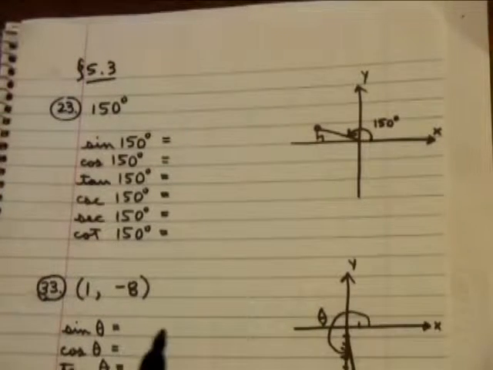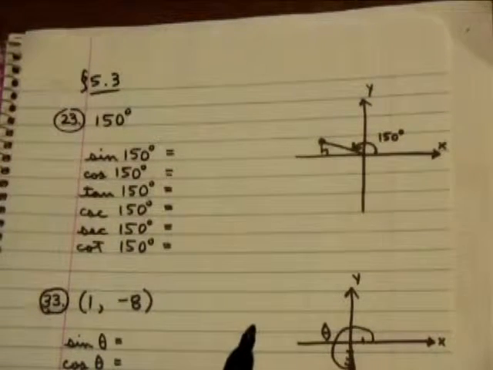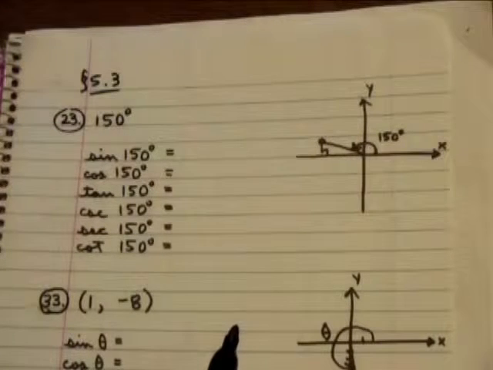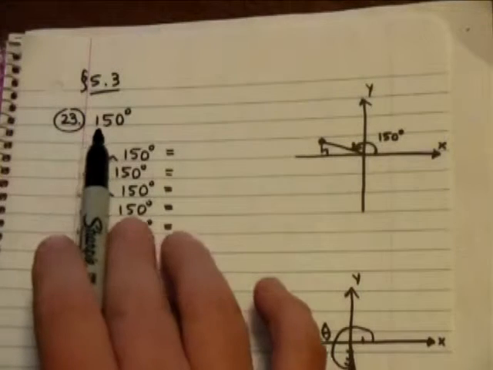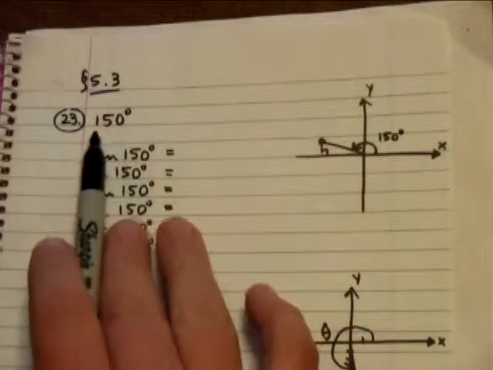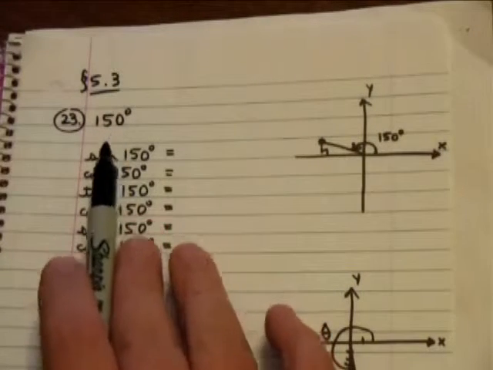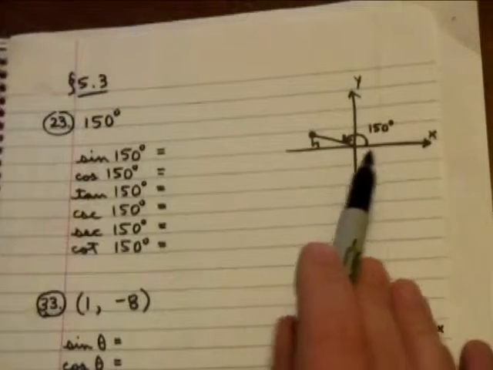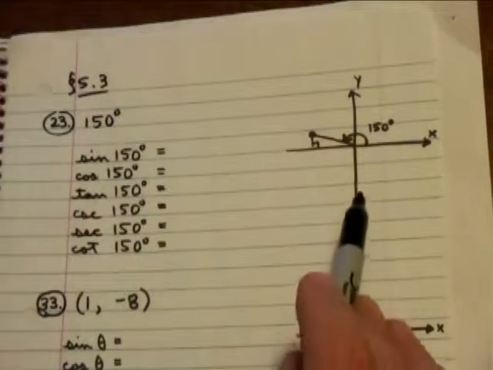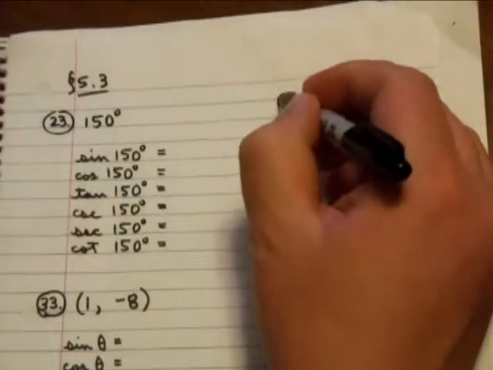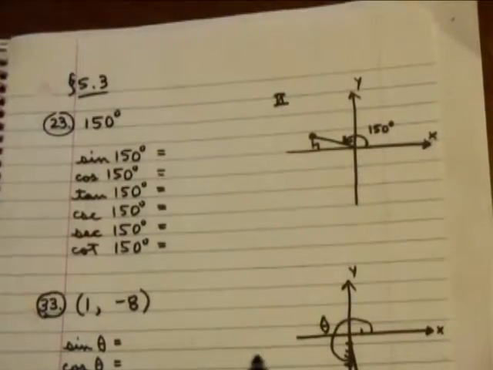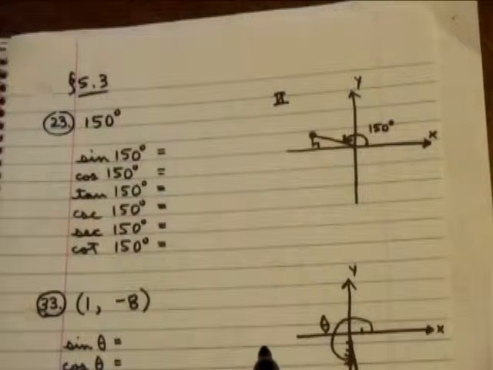In section 5.3, problem number 23 asks us to find all of the values of all 6 trig functions using the unit circle for the given angle. And in 23 in particular, they give us the angle of 150 degrees. So if we draw that on this coordinate axis system, we see that that angle puts us in quadrant number 2. So that tells us right away that the x values are negative, but the y values are positive.